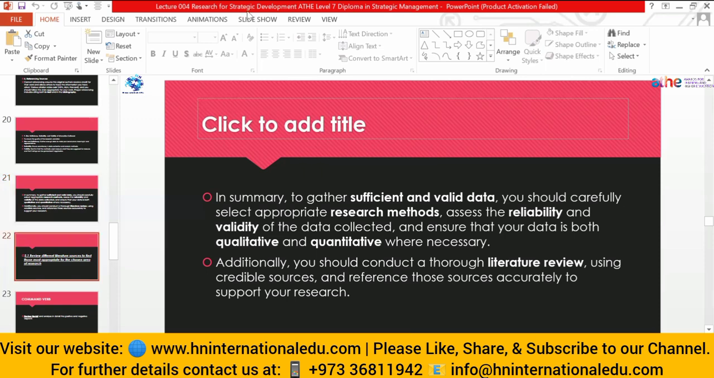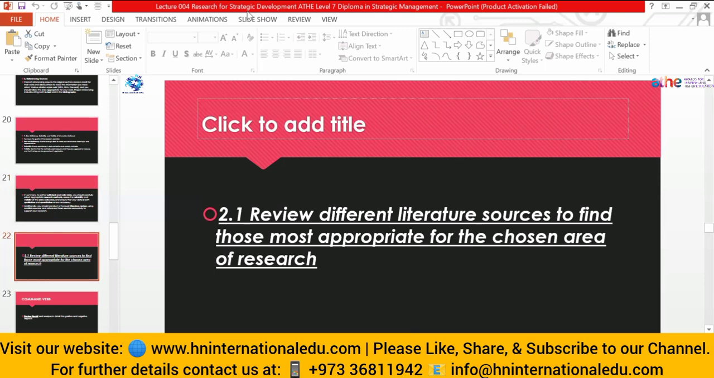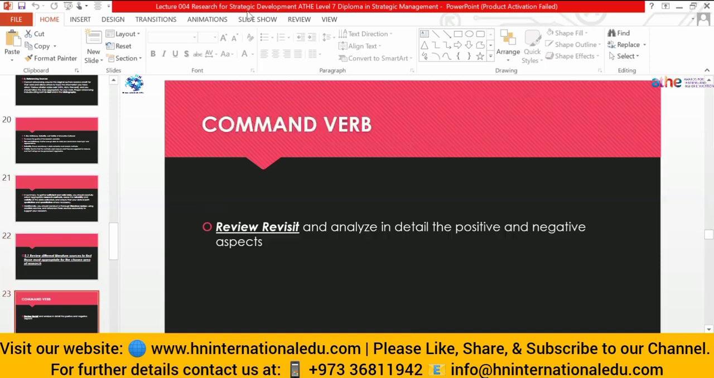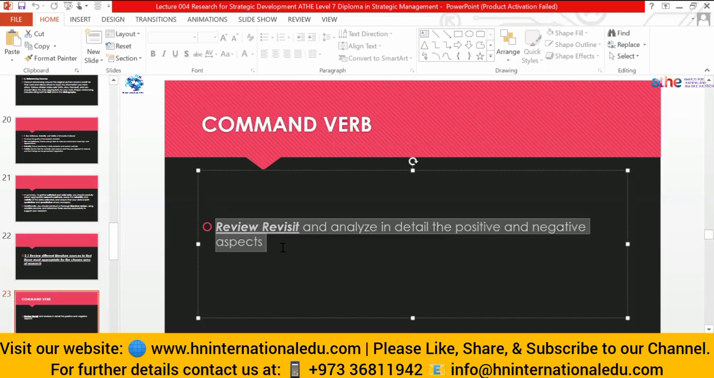Okay. Now this is reviewing different literature sources. That is, these are literally copy paste, but you are not going to exactly copy paste. You are going to change a little bit of the words. Otherwise, it will count as plagiarism in the end. To find those most appropriate for the chosen area of research. That is the title. So review means again revisit and analyze the detail of the positive and negative aspects. That is, you're going to talk about both aspects, negative and positive.